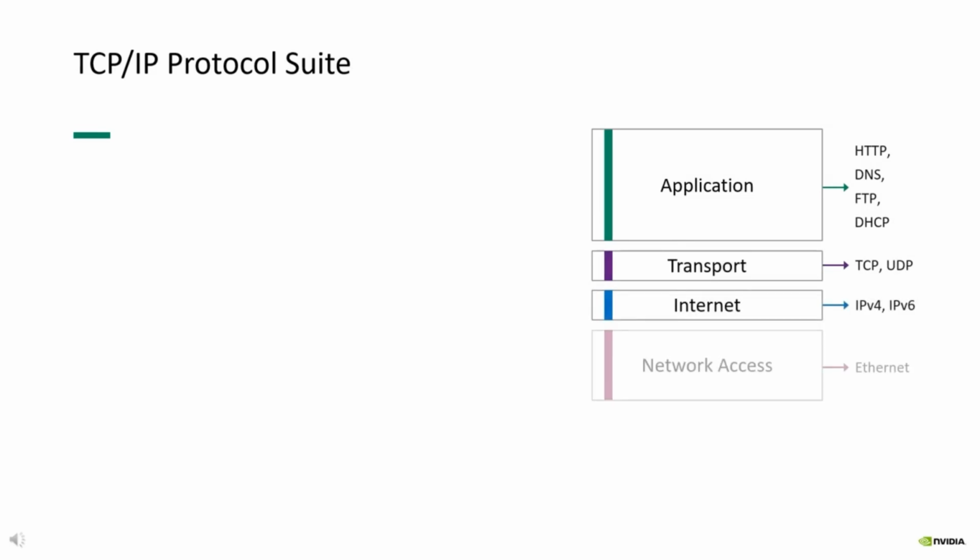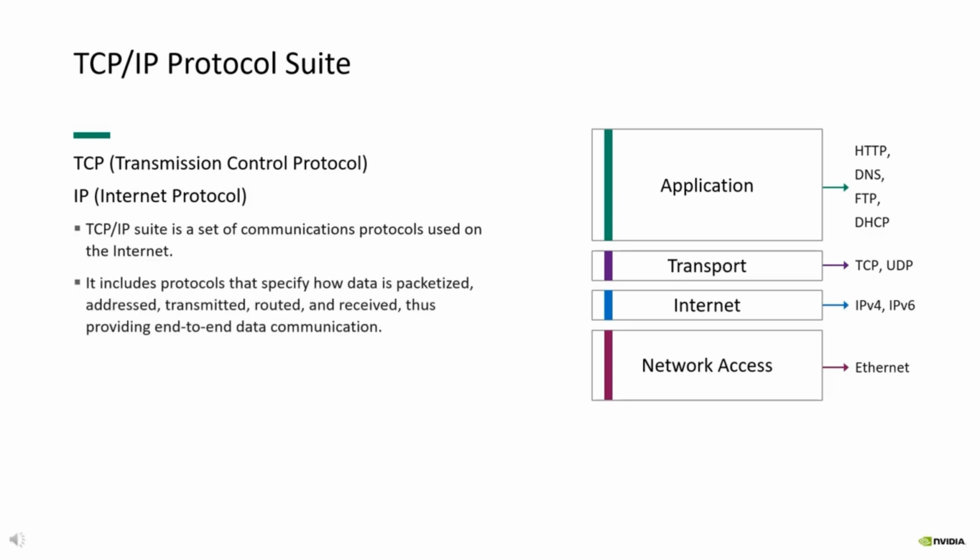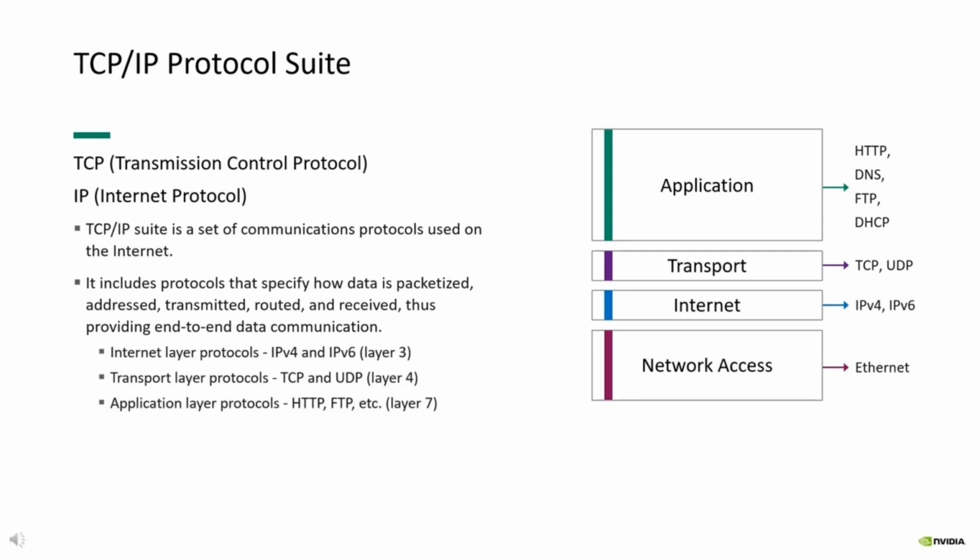TCP/IP protocol suite is named after 2 of the main protocols: TCP, Transmission Control Protocol, and IP, Internet Protocol. The TCP/IP suite is a set of communications protocols used on the Internet. It includes protocols that specify how data is packetized, addressed, transmitted, routed, and received, thus providing end-to-end data communication. Shown here are some of the protocols in the suite, where each protocol is listed at their respective layer.